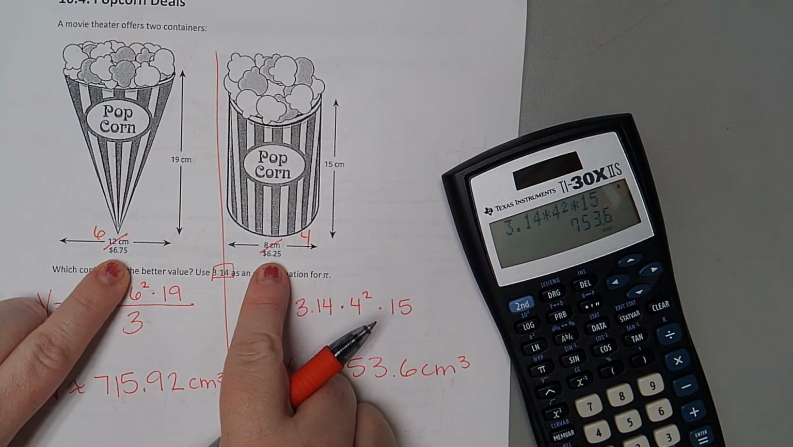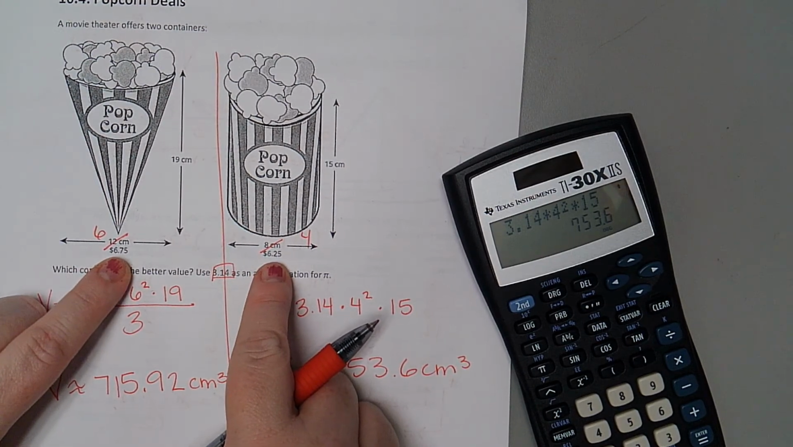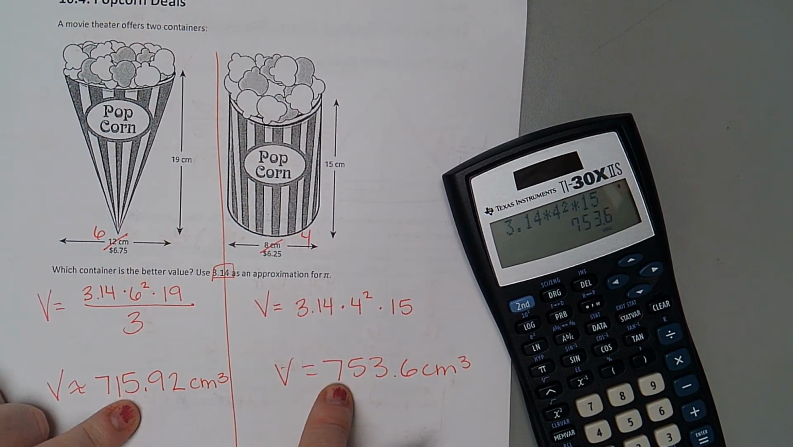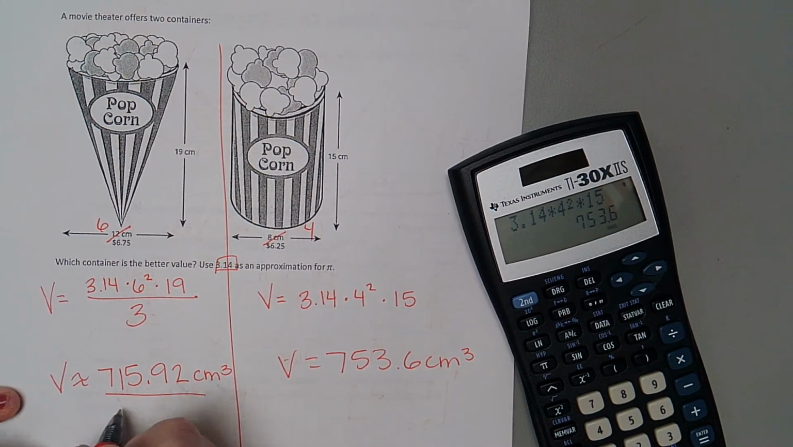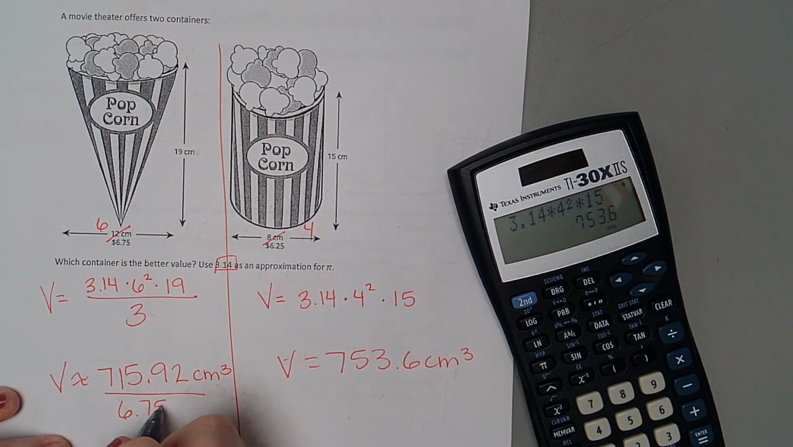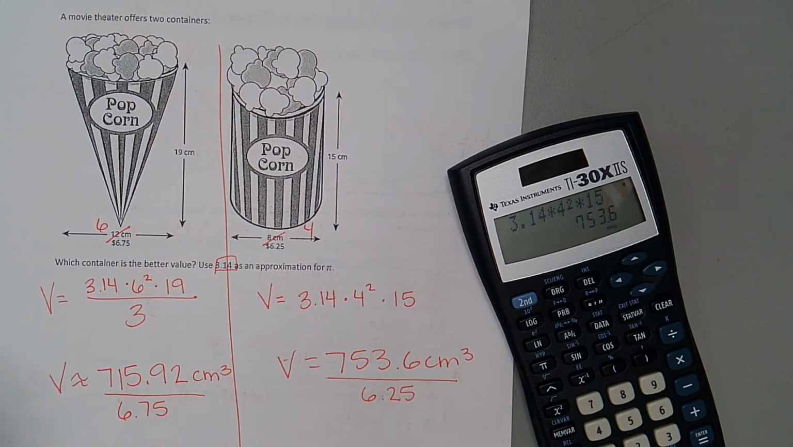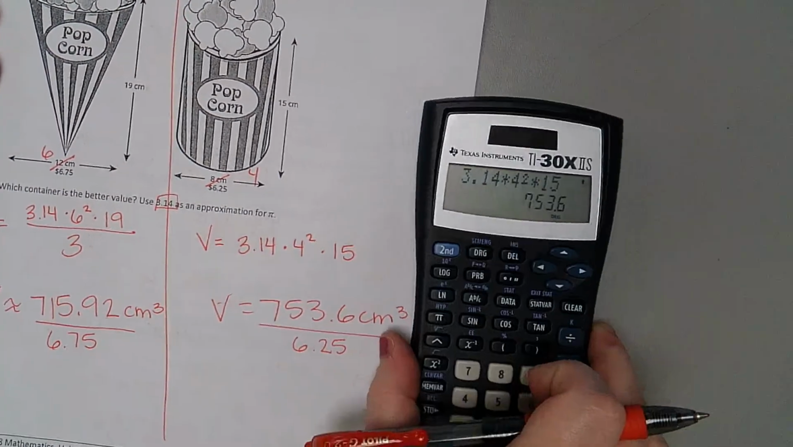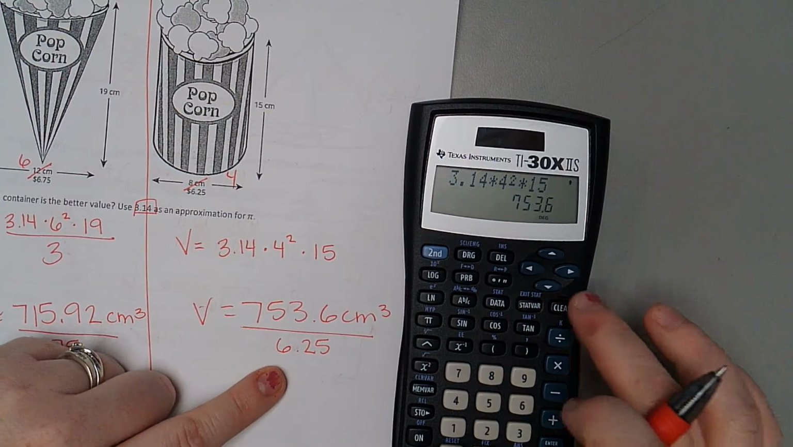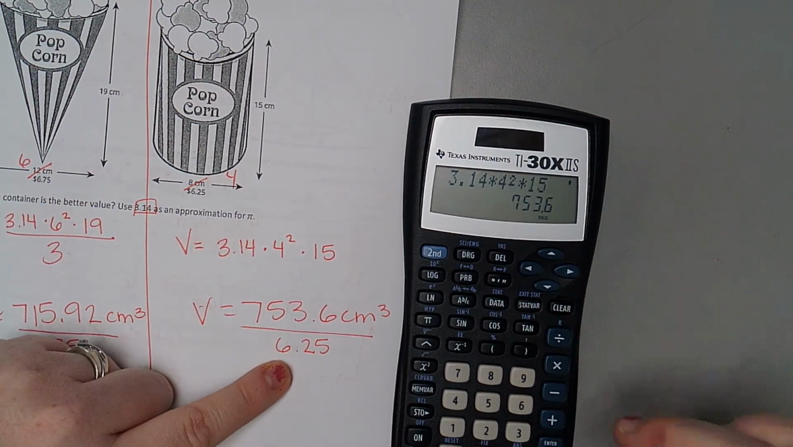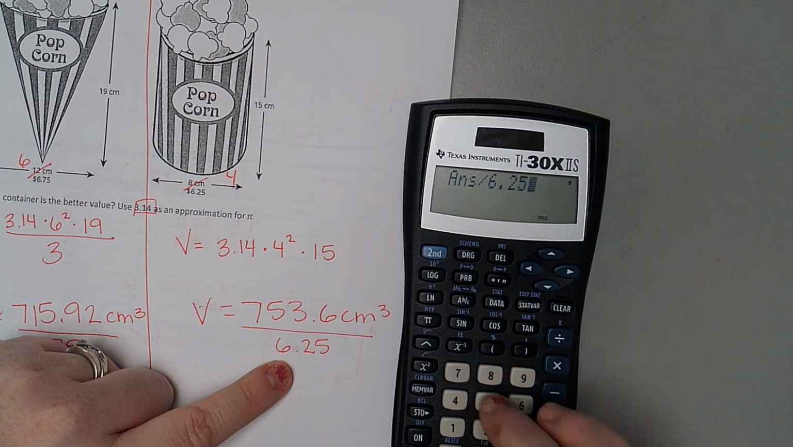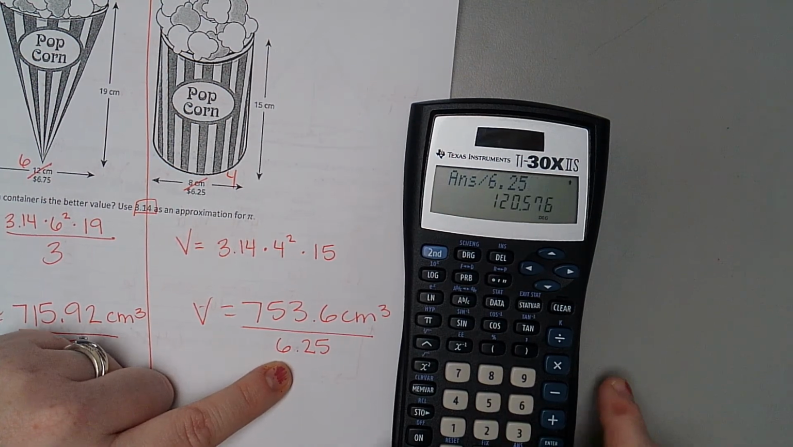they're different amounts too. So we need to figure out how much per dollar. So this is for $6.75, and this is for $6.25. So we need to divide it by its value. So we're going to do this one first because it's already in my calculator. So I'm going to divide it by $6.25. That's going to give us our per $1.